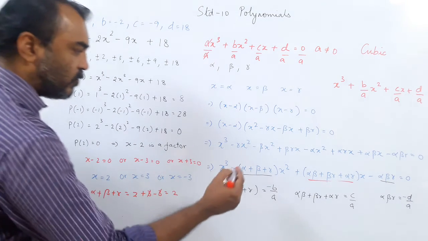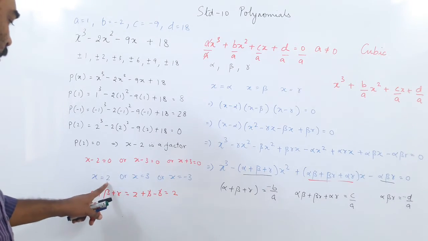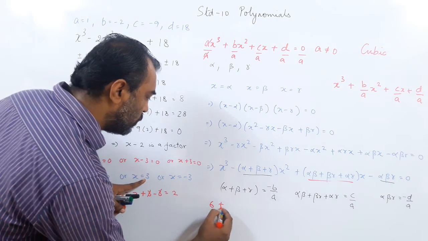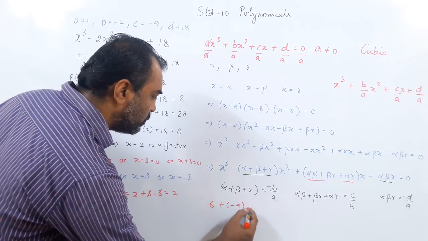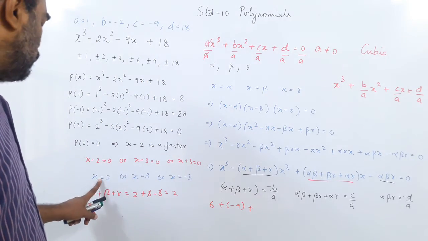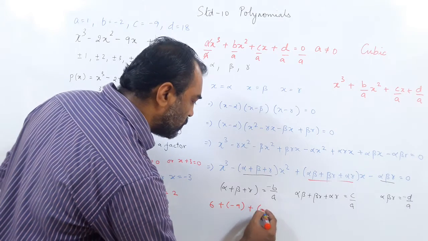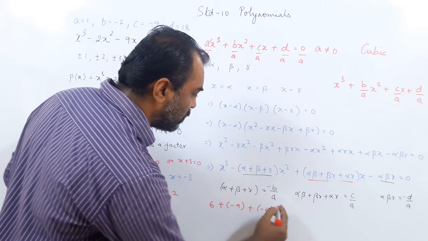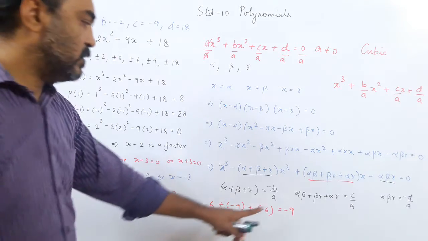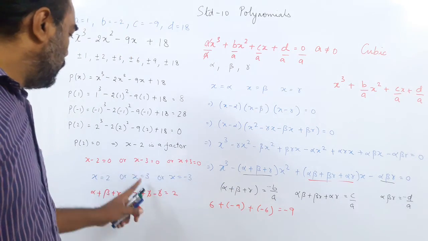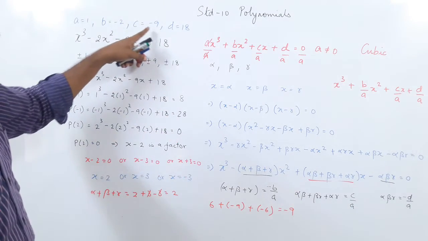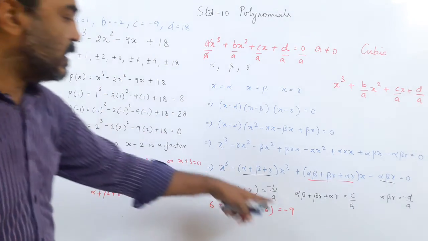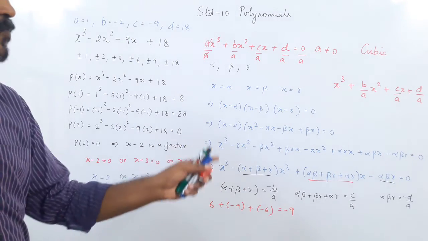Second thing, alpha beta plus beta gamma plus gamma alpha. So we'll see this whole thing. Alpha beta, 2 threes are 6, plus beta gamma, 3 into minus 3, minus 9, plus alpha gamma, 2 into minus 3, minus 6. So 6 minus 6 got cut, we are left with minus 9. This is alpha beta plus beta gamma plus alpha gamma, which should be c upon a. What is c? Minus 9. What is a? 1. So minus 9 upon 1, minus 9. Verified.